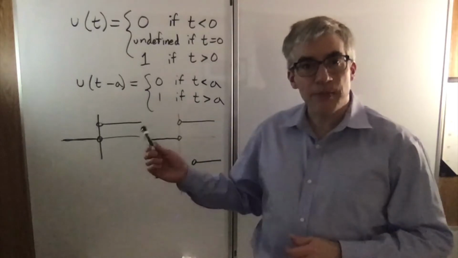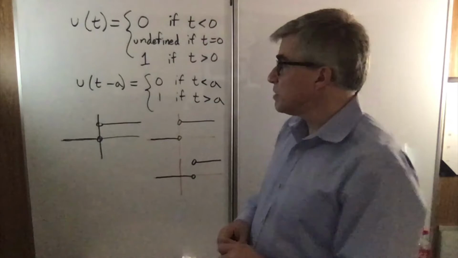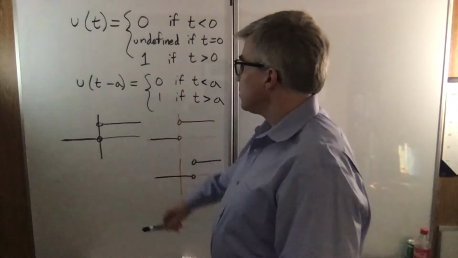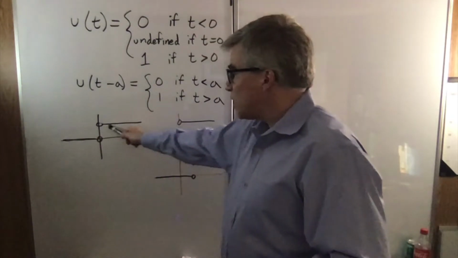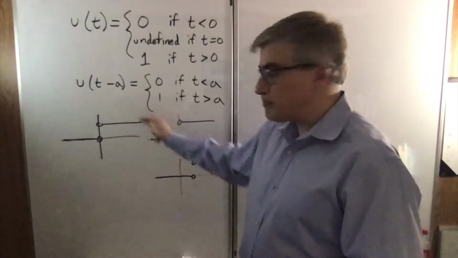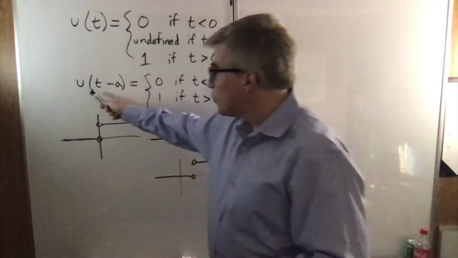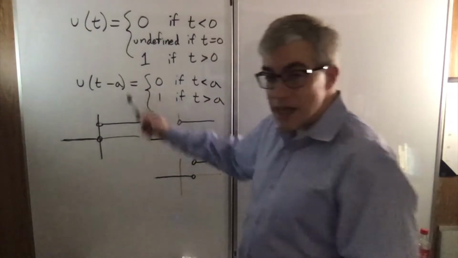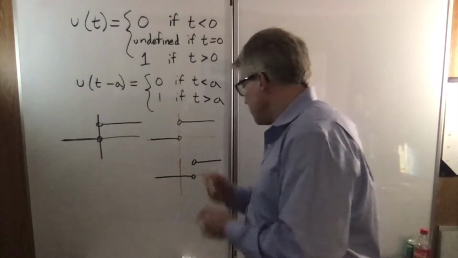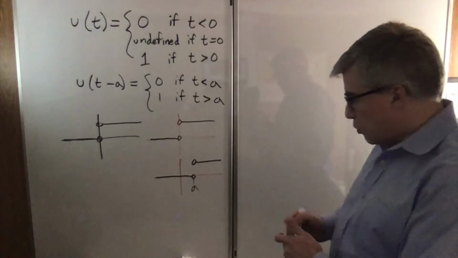The unit step function. The function itself is pretty simple. It's just 0 or 1. For negative values, it's 0. For positive values, it's 1. It's a step. If you shift it over, say u of t minus a instead of u of t, then it's going to be moved over here to a point a.